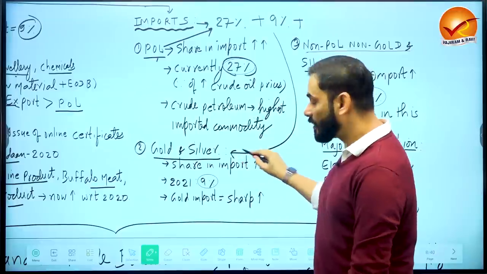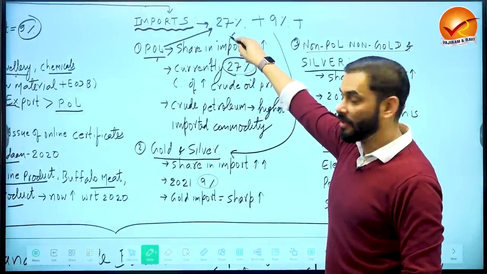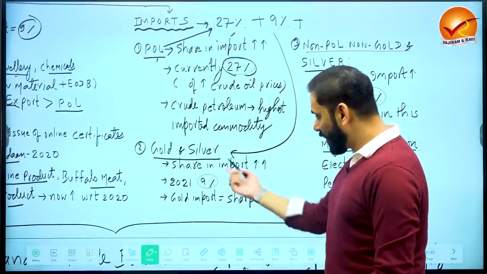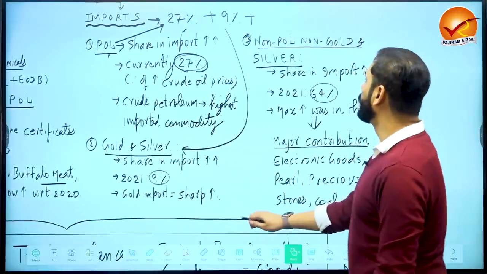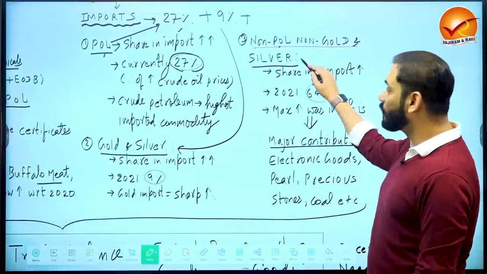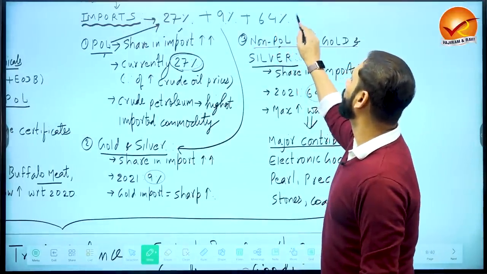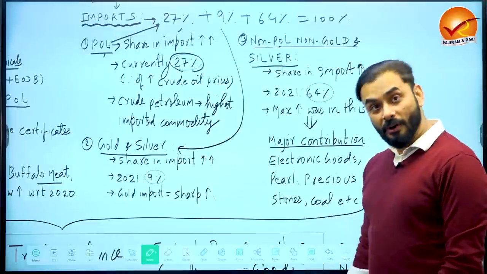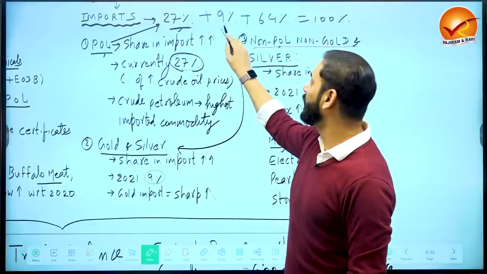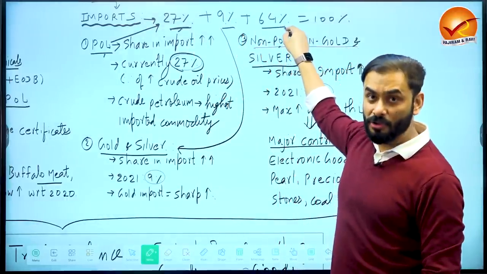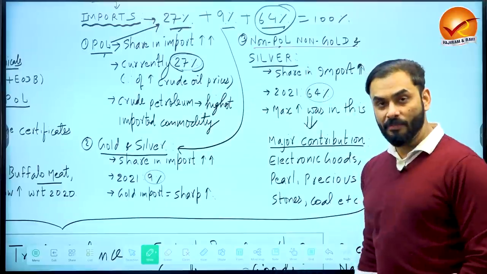See, this is your gold and silver. So the share of petroleum related products, crude petroleum, is 27. Share of gold is 9%. And its share is increasing. See, gold import is increasing very sharply. And the share of non-POL and non-gold and silver is also increasing and its contribution is close to 64%, total 100%. So out of our import, what is the contribution of POL, petroleum related products? 27%, gold and silver 9%, non-petroleum, non-gold 64%. So this is the biggest contributor in our import.